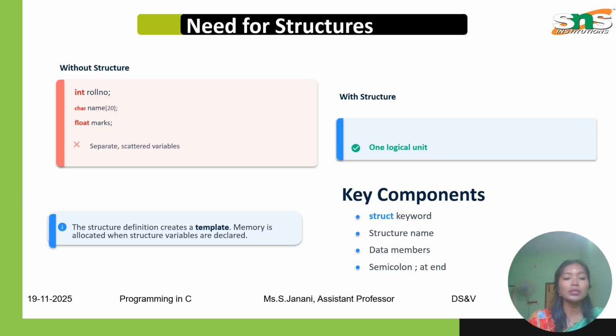This also groups related variables into a single unit. The key points are the struct keyword, the structure name, and the data types, which end with a semicolon. Each data type starts with the structure name.